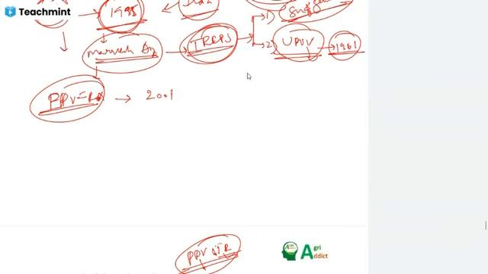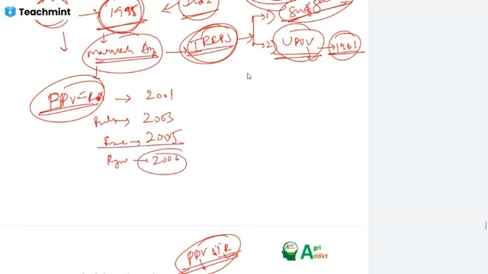So PPVFRA came into existence in 2001. It was established in 2001, rules were published in 2003, it actually came into force in 2005, and the regulations were framed in 2006. Out of these different years, this is very important: just remember it came into force in 2005, and it was established in 2001. And this PPVFRA has 11 chapters and 97 sections.